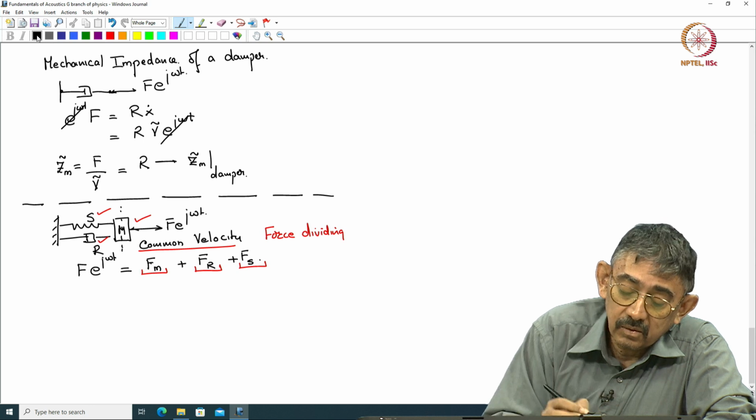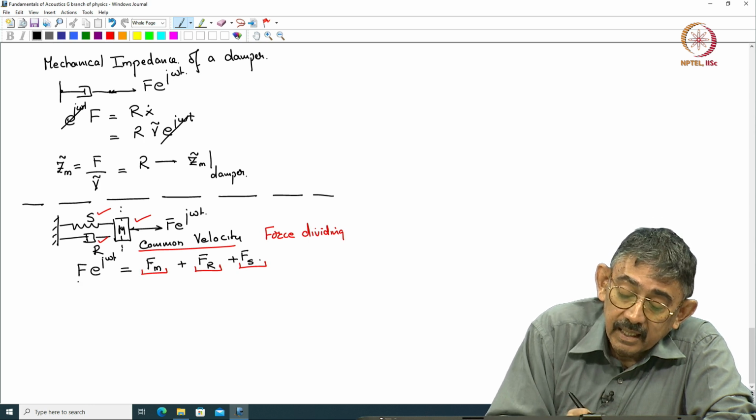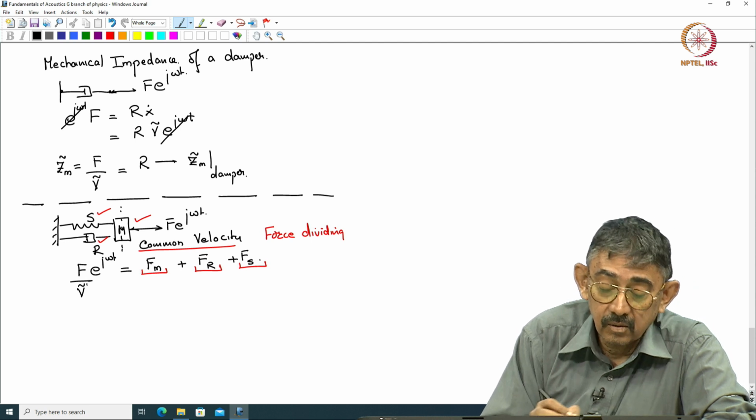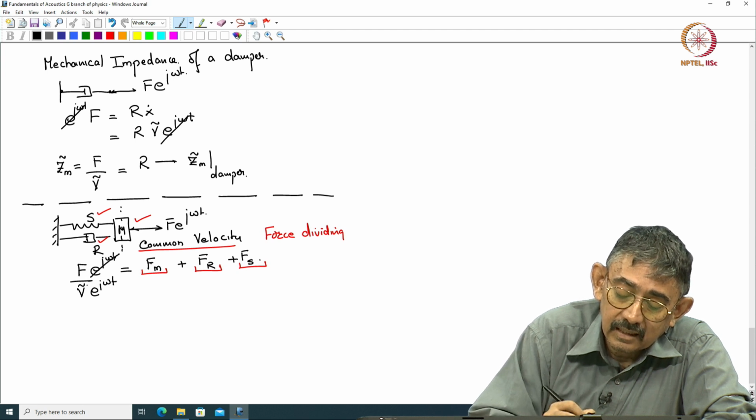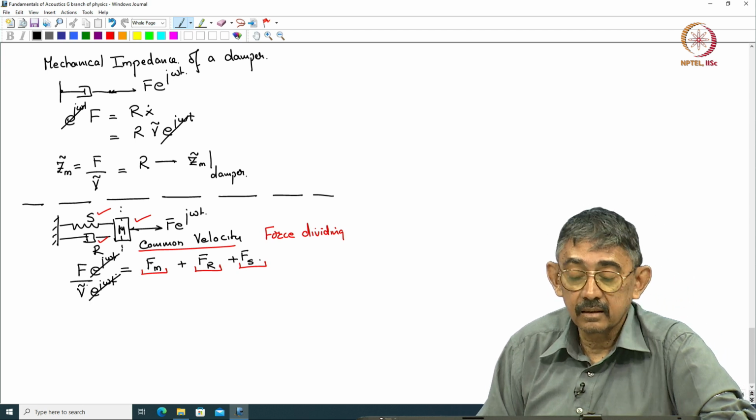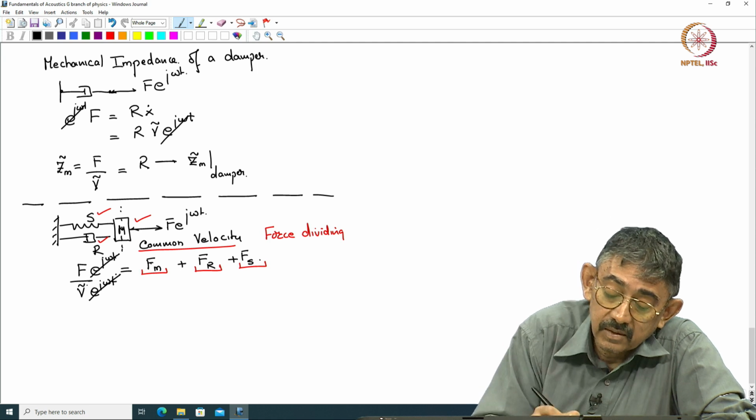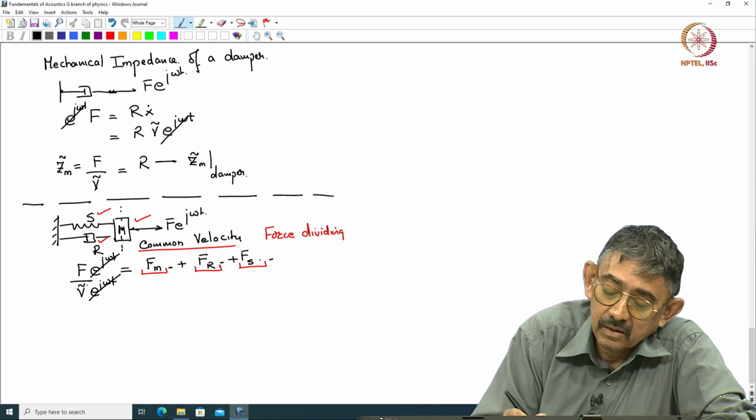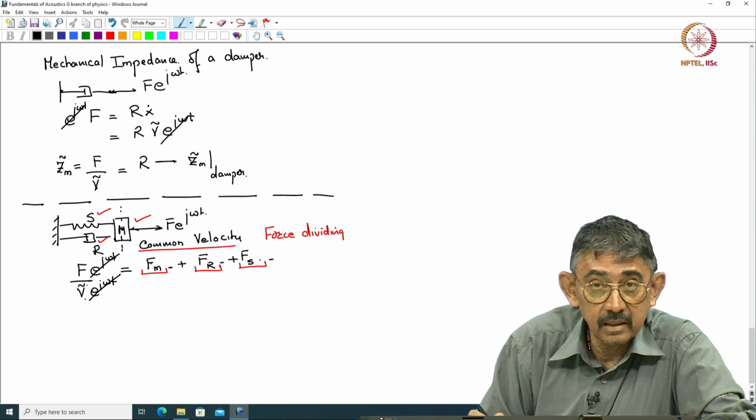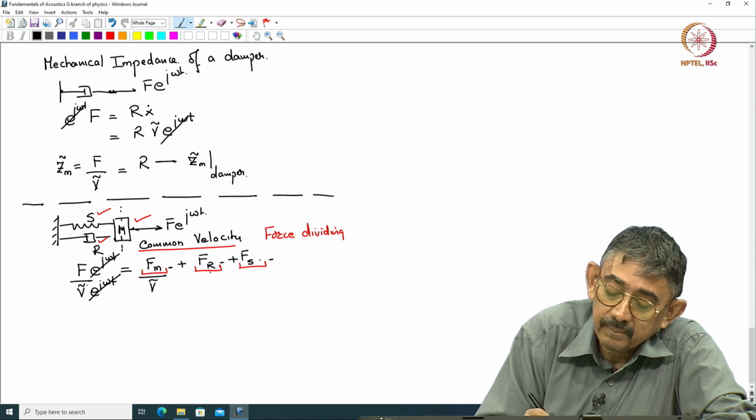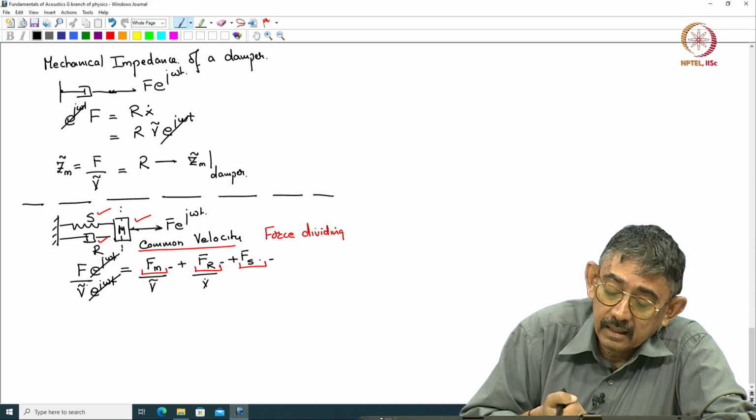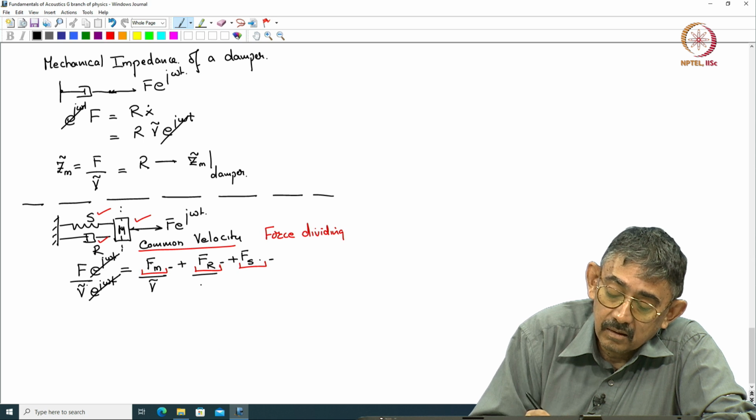velocity. So what we will do is divide by the common velocity v tilde e to the power j omega t, so that I can get rid of this. There was e to the power j omega t here also. So when I multiply by v tilde e to the power j omega t, those go away, and I am left with v tilde in the denominator.